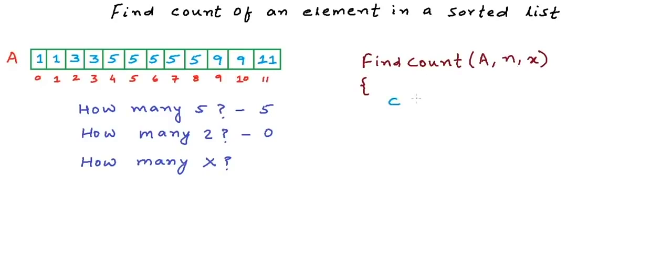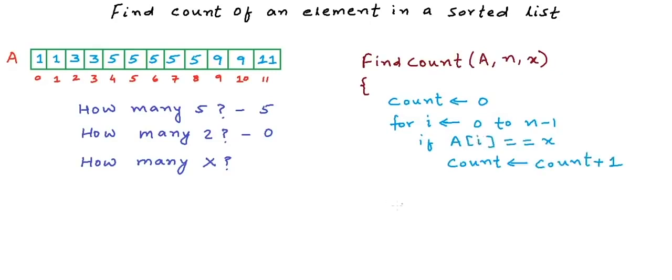We will take a variable initially, let's say the name of the variable is count, and we initialize it to 0, and then we run a loop starting 0 till n minus 1, and if A[i], or the element at index i, is equal to the element x, we increment count, so count becomes count plus 1, and finally when we come out of this loop we return count. So we are performing a linear search where we are scanning the whole array to search for element x.